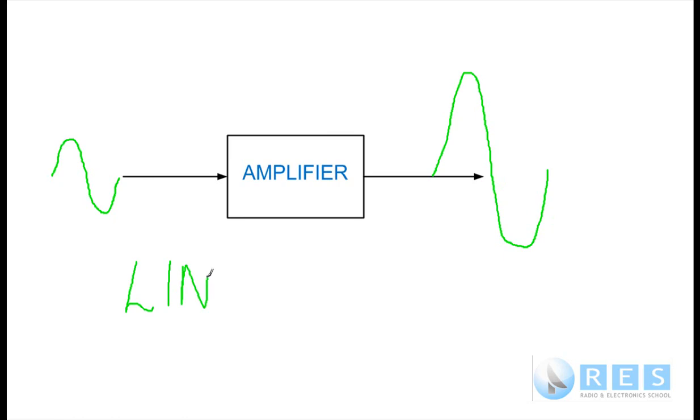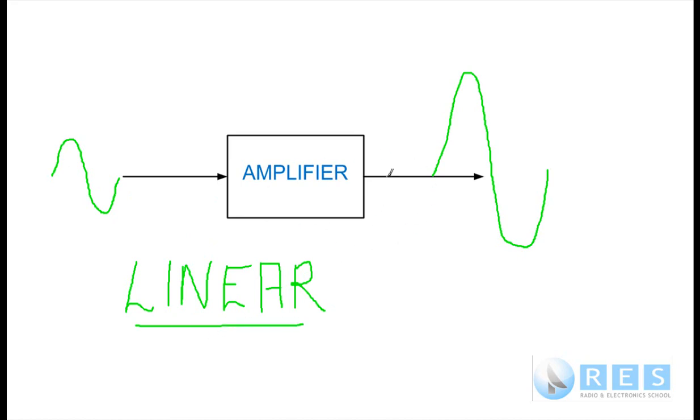Very important that you understand what a linear amplifier is. A linear amplifier is one that amplifies without distorting the signal at all. It's just an amplifier. What goes in is what comes out, and it's just amplified. That is a linear amplifier.